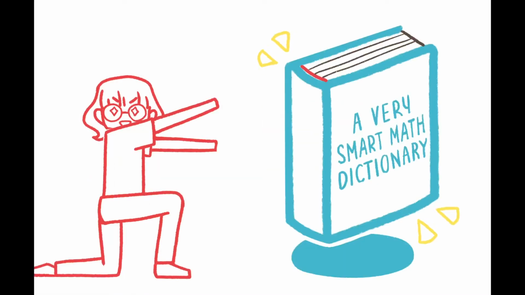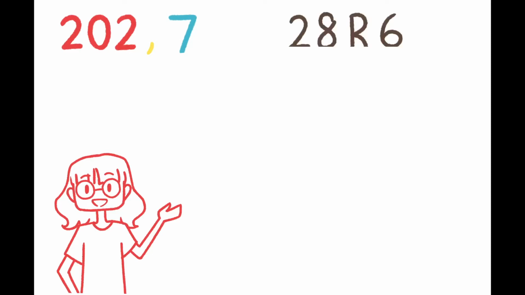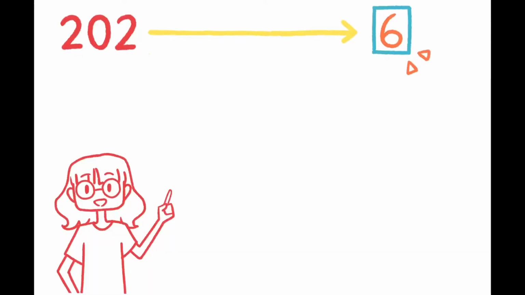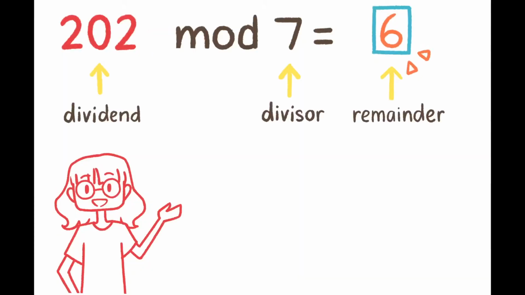First, a quick definition. When you mod a number, say 202, by another number, say 7, you are dividing 202 by 7 and looking for the remainder left over. In this case, the remainder is 6, so 202 cycles down to 6 when divided by 7. In fancy math terms, this would mean that 202 mod 7 equals 6.